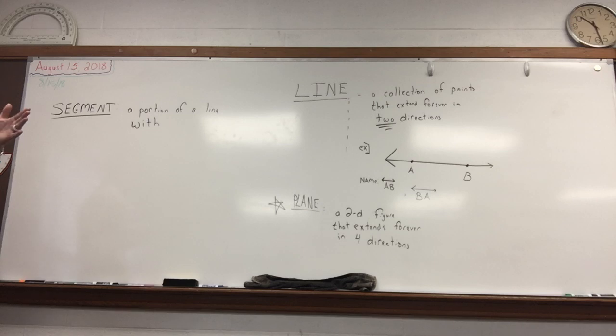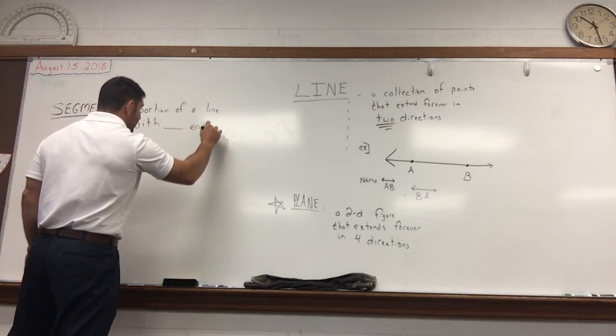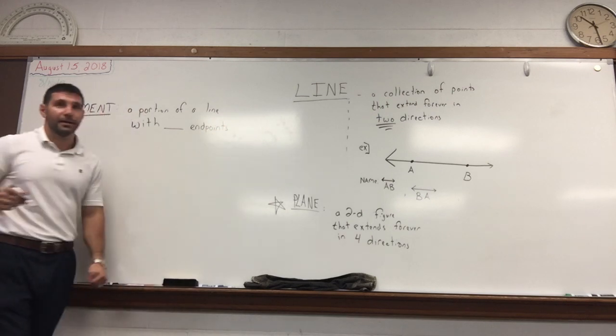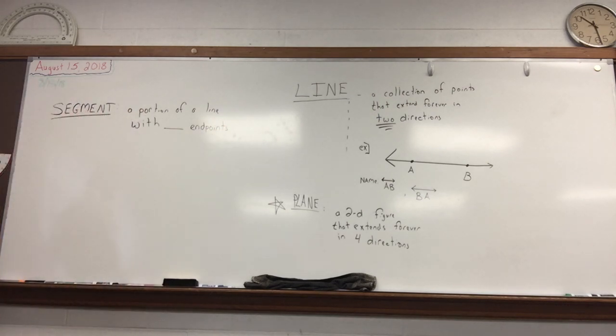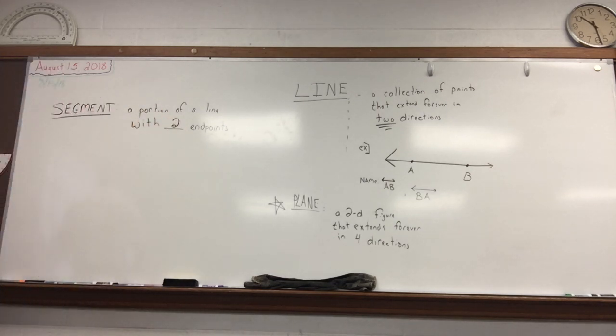So does it end? Does it end on both sides? Yes, it will end on both sides. So it's a portion of a line with blank, what's called end points. How many end points will a segment have to have? Nevaeh? 2. Excellent. So a segment is a portion of a line with 2 endpoints. Good? Well, let's see one.